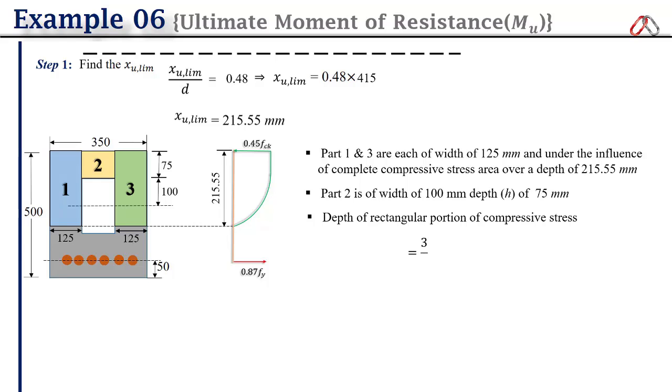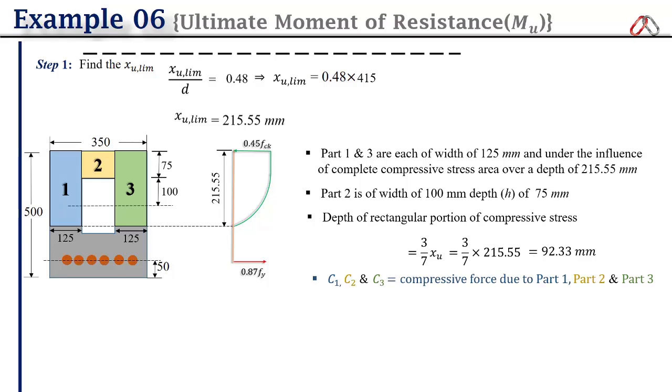So the depth of the rectangular portion will be 3 by 7 x_u, that is 3 by 7 into 215.5 mm, 92.3 mm. It means that section 2 is under a rectangular area because 75 mm is less than 92.3 mm. So to further solve it, let us assume C1, C2 and C3 are the compressive forces on part 1, part 2 and part 3 respectively.